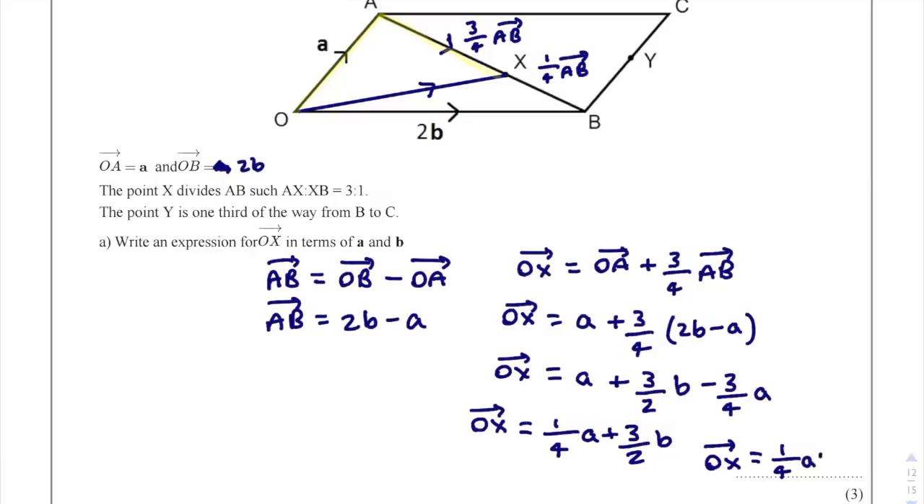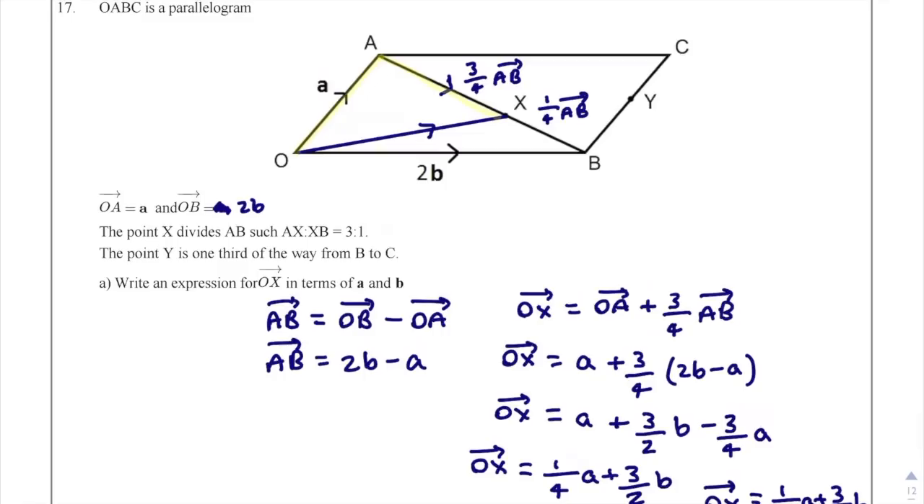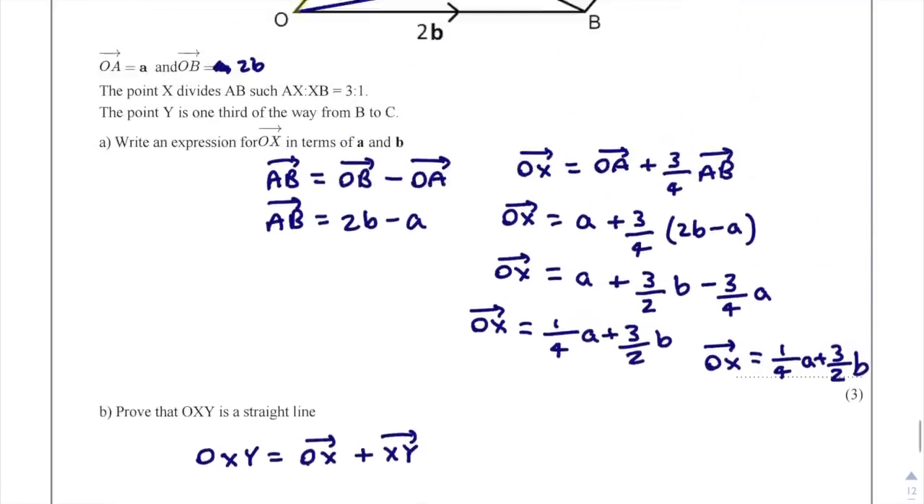So it's 1/4 A plus 3 over 2B. Part B says prove that OXY is a straight line. Now, OXY is the vector O to X plus the vector X to Y. So let's write that down: vector O to X plus the vector X to Y. Okay, well O to X we know, we worked that out in part A. X to Y we're going to need to work out.